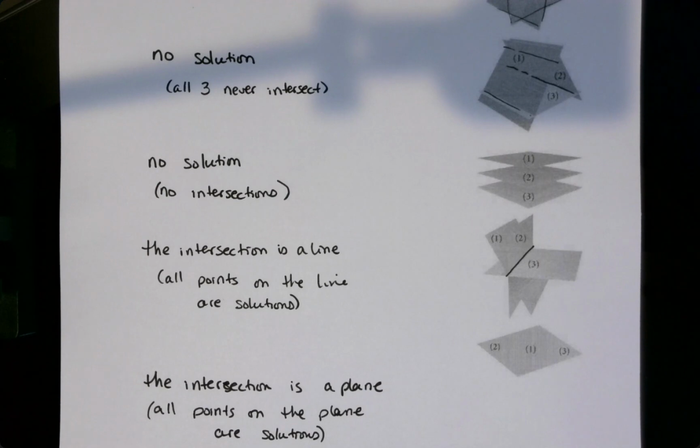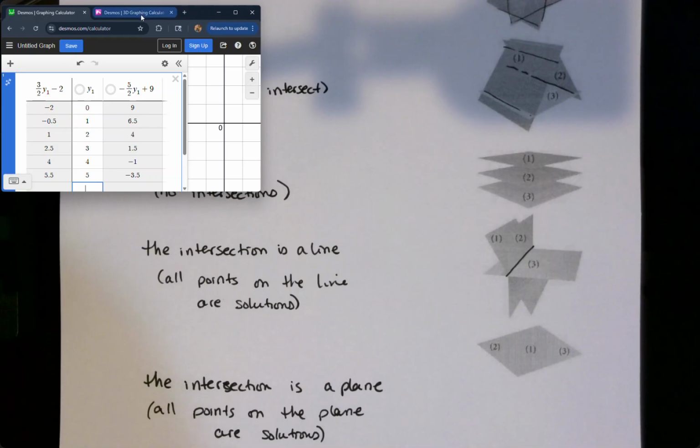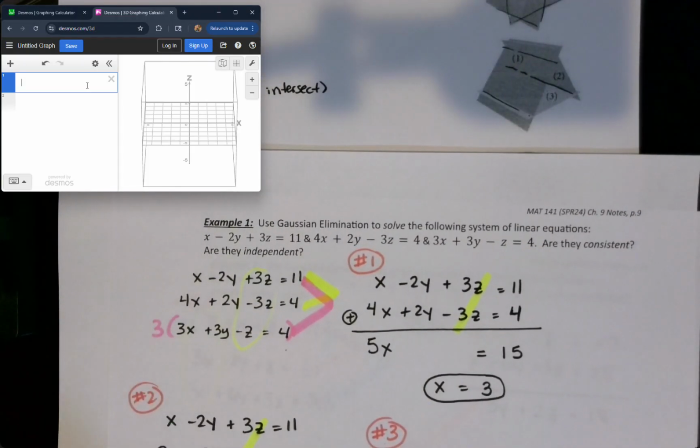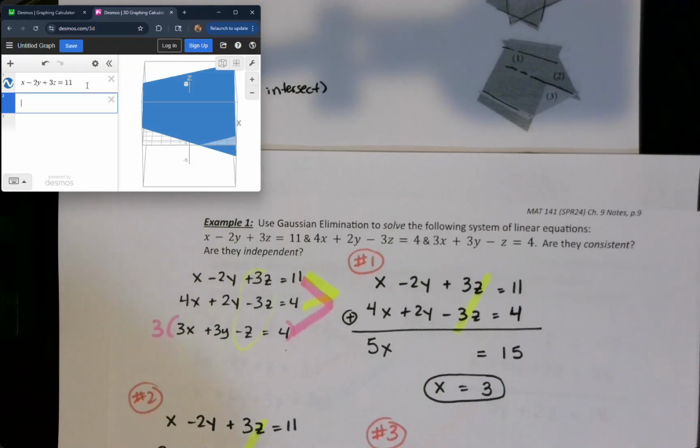So let's take a quick look back at those two that we had solved a moment ago using the 3D grapher. So I'm going to clear. The first one that we solved was a system that had x minus 2y plus 3z equals 11. Then we had 4x plus 2y minus 3z equals 4. And we had 3x plus 3y minus z equals 4.